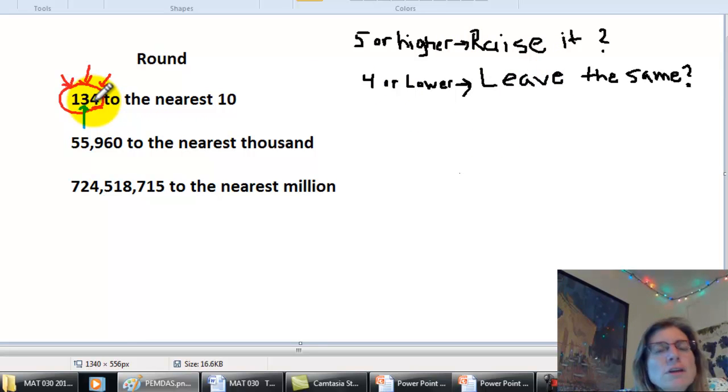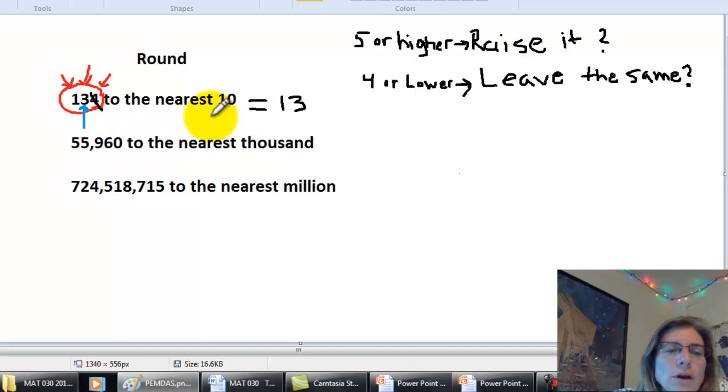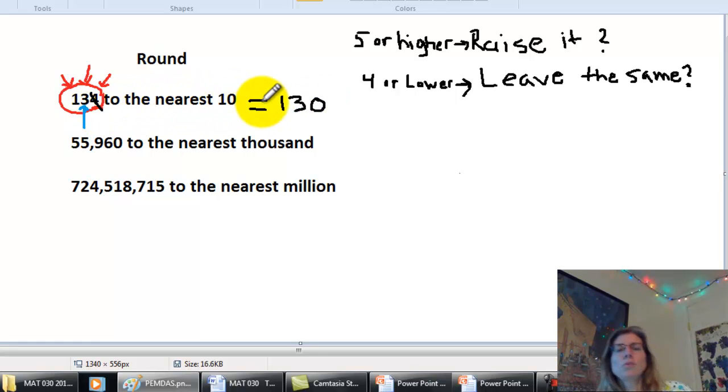So 4 is 4 or lower, so we leave the 3 the same. But here's the other thing: when we're rounding, once you decide what to do with the 3, you're going to leave it the same, you then get rid of your 4 and it becomes a 0. So 134 rounded to the nearest 10 is 130.